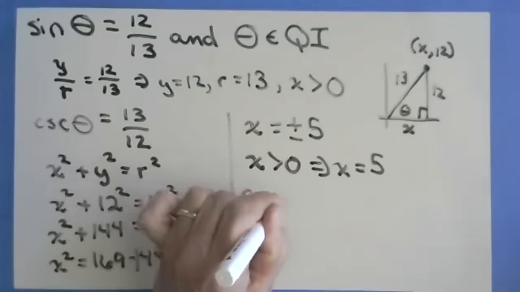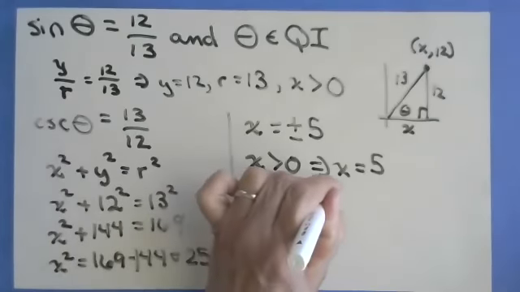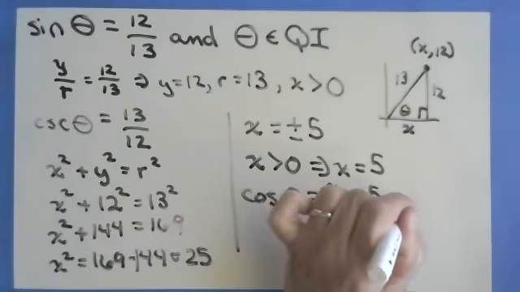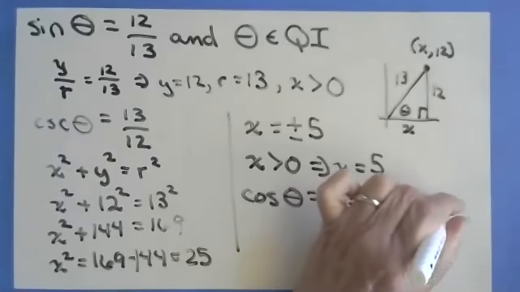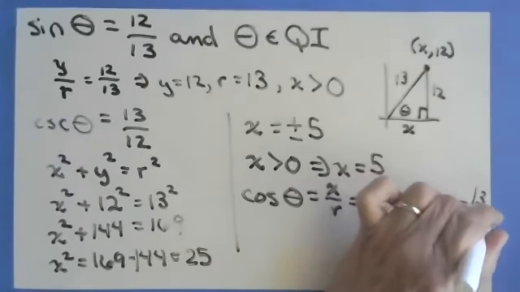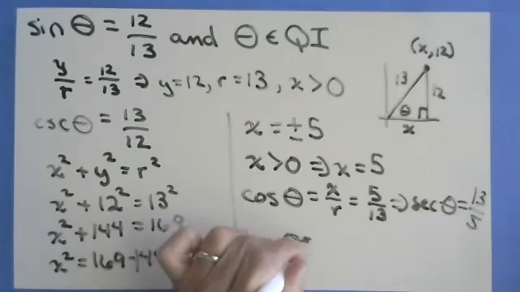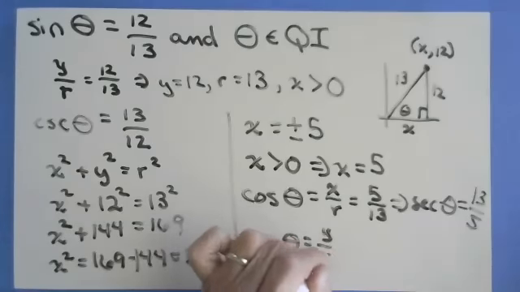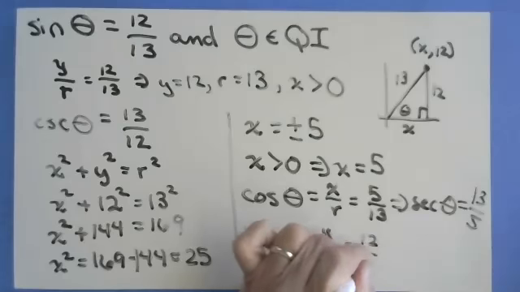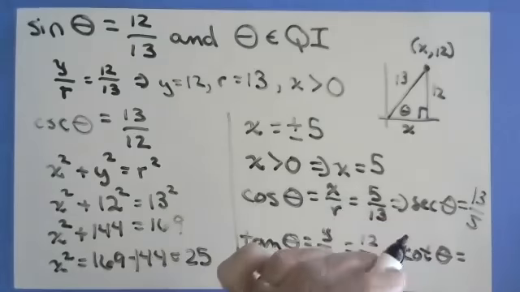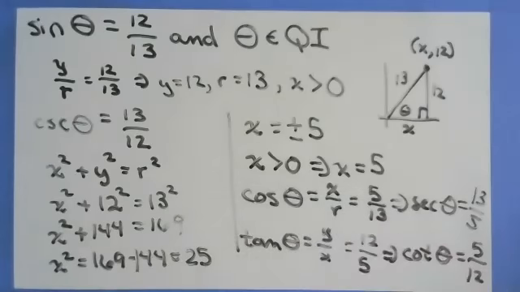From there, we know that cosine of theta is x over r. That's 5 over 13. And that tells us that secant theta is equal to 13 over 5. Tangent of theta is y over x. That's 12 over 5. That tells us that cotangent of theta is equal to 5 over 12. And we're done. And look how basic this was. Look how simple it was.